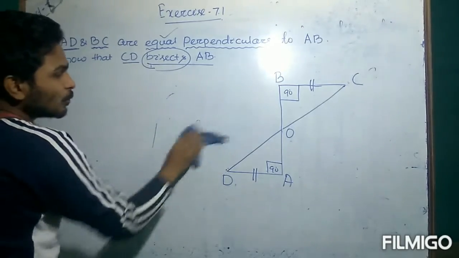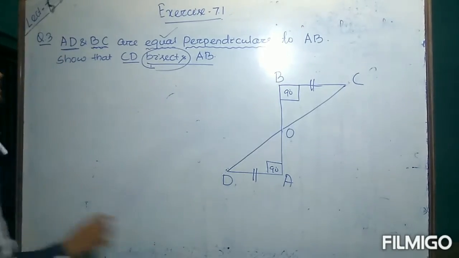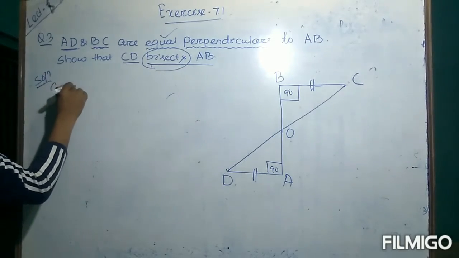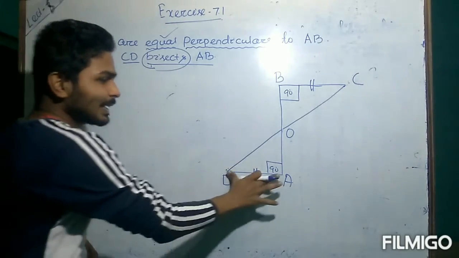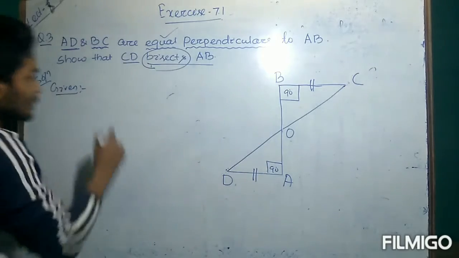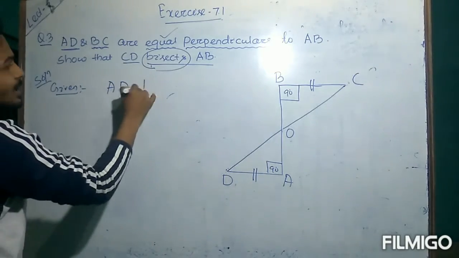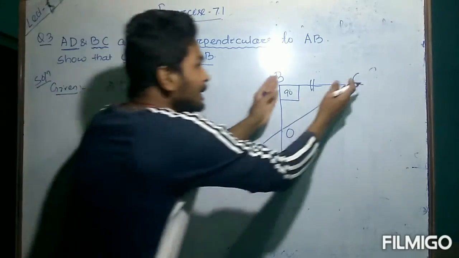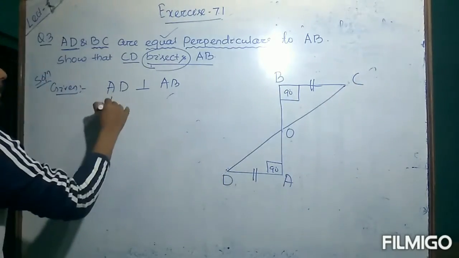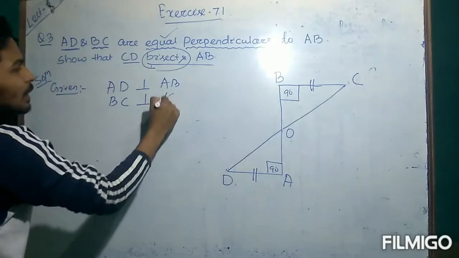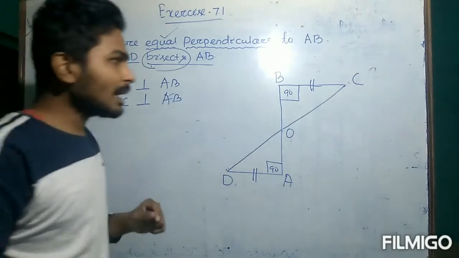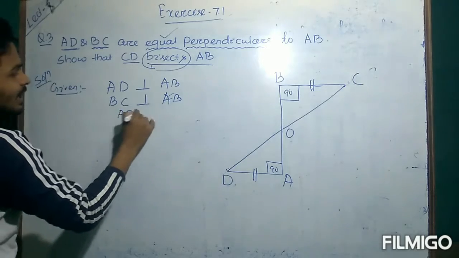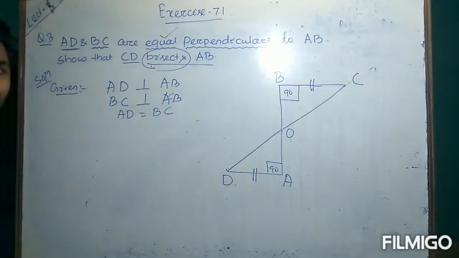So let us first write what is given from this statement. Given: first, AD is perpendicular on AB. So symbolically you can write AD is perpendicular to AB. And BC is also perpendicular on AB. So you can write BC is perpendicular to AB. Next, this distance is equal to this distance. So you can write AD is equal to BC.